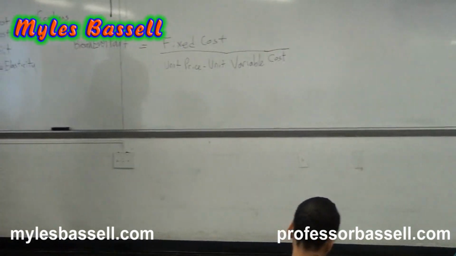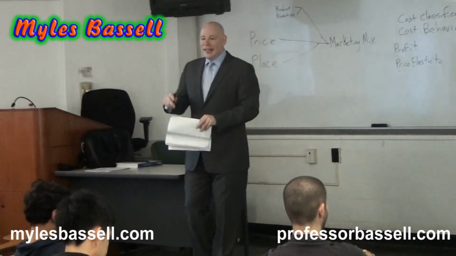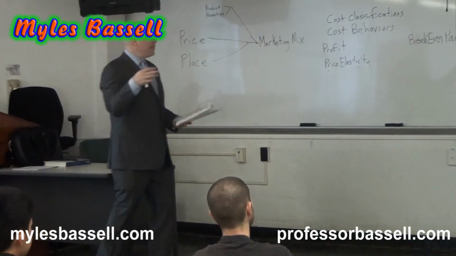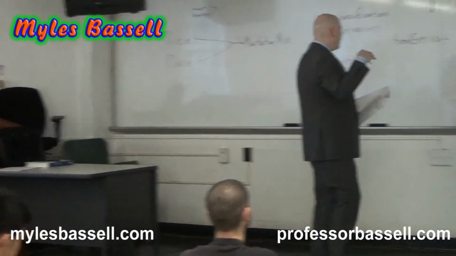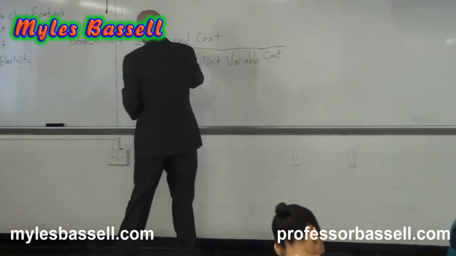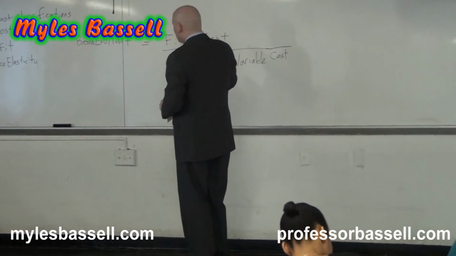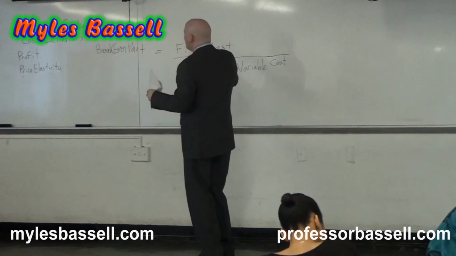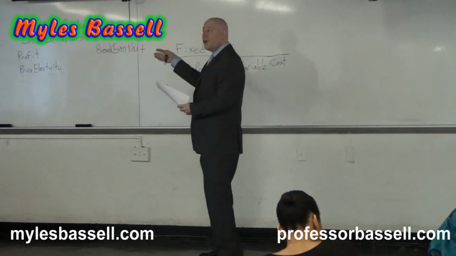So we're going to set our price at a level, presumably, that is going to enable us to achieve sales, or a volume rather, that is below the break-even point. Because at that point, we're making a profit.